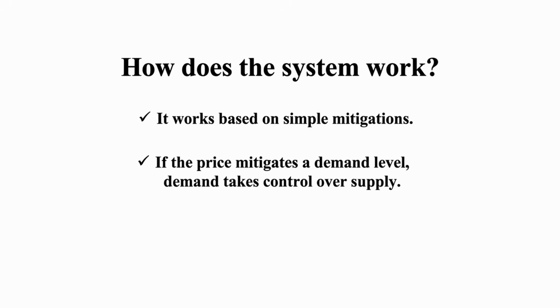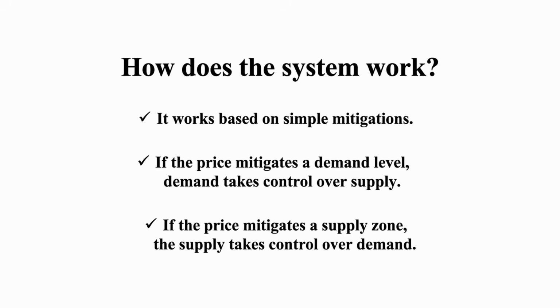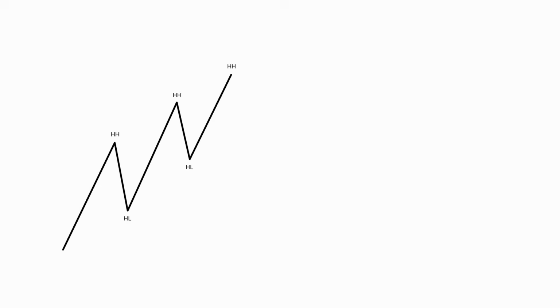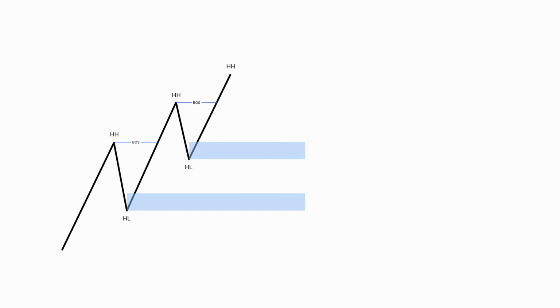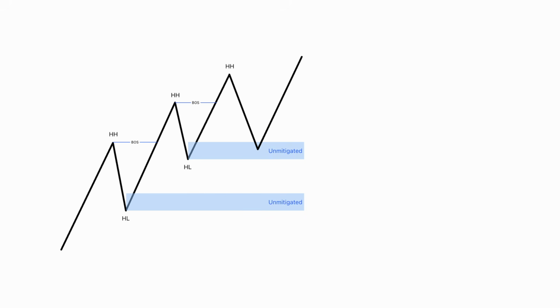If the price mitigates a demand level, demand takes control over supply. If the price mitigates a supply zone, the supply takes control over demand. Imagine the price moving in an uptrend and making a series of higher highs and higher lows. Every time the price breaks the structure to the upside with inefficiency, a demand zone is created. The price hasn't tapped into these zones yet. So, these demand areas remain unmitigated, providing a perfect opportunity to advance toward the dominant trend.